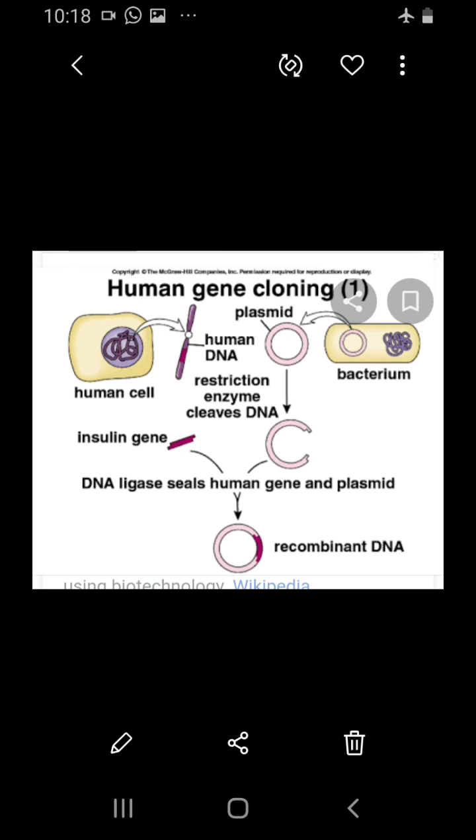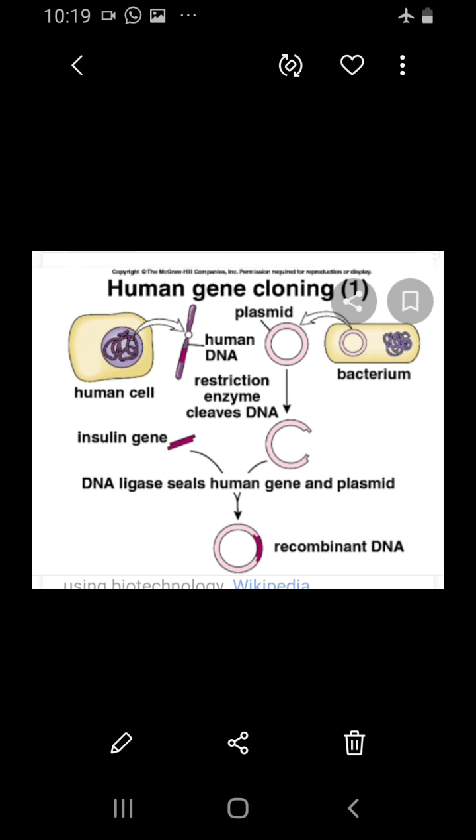So if you need a particular DNA sequence, that sequence is collected and inserted into a bacteria. It has a special structure called the plasmid, and there it makes many copies of it. The same copy which we have inserted is made more and more, and then they are transferred into the particular host.